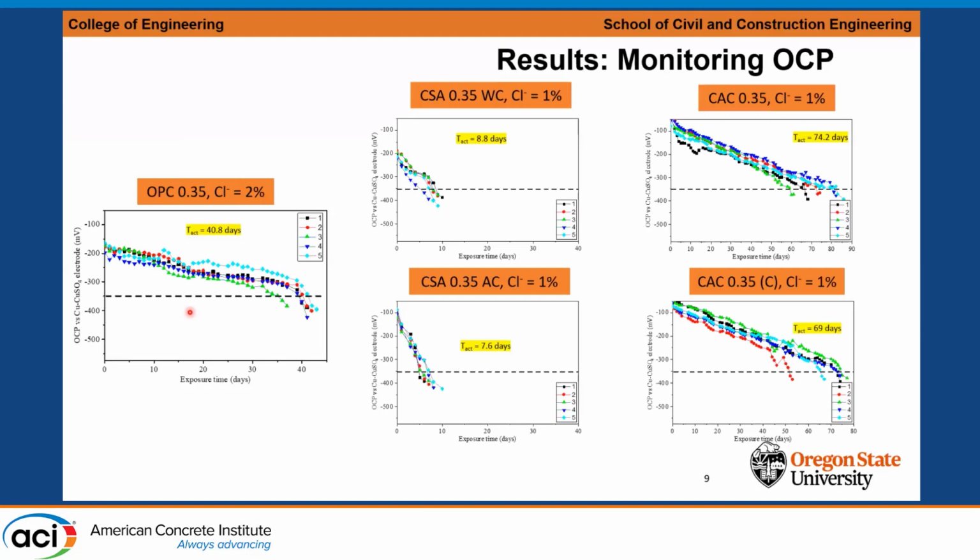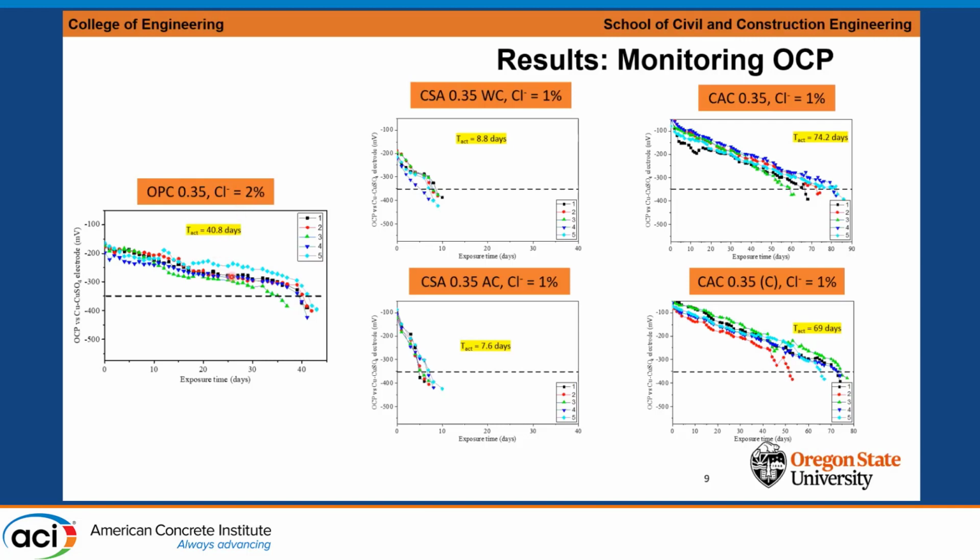Okay, so these are the results from monitoring the open circuit potential. So again, I'm presenting the results here from only one scenario in the interest of time. So I'm only showing the results from the specimens which had a water to cement ratio of 0.35. So let me just walk you through the first plot here. On the x-axis, I have the exposure time in days. And on the y-axis, I have the open circuit potential with respect to copper sulfate electrode. And this was done on OPC specimens with a water to cement ratio of 0.35, and they were exposed to a chloride solution of 2%.